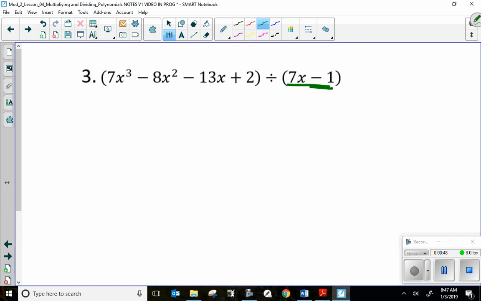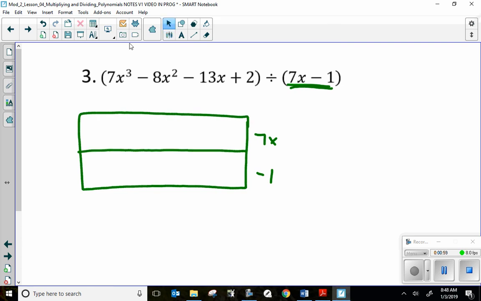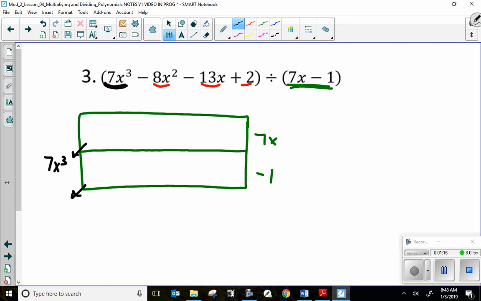I know this is too wide, so I have 7x minus 1. Okay, it's too tall, I should say. I said wide. But now I got to figure out how wide this actually is. I have 1, 2, 3, 4 terms. Okay, so I'm going to draw my output arrows now out of the bottom corners. I have 1 for 7x cubed. The next at the corner is for my negative 8x squared. And let me stress, the sign should come with it.